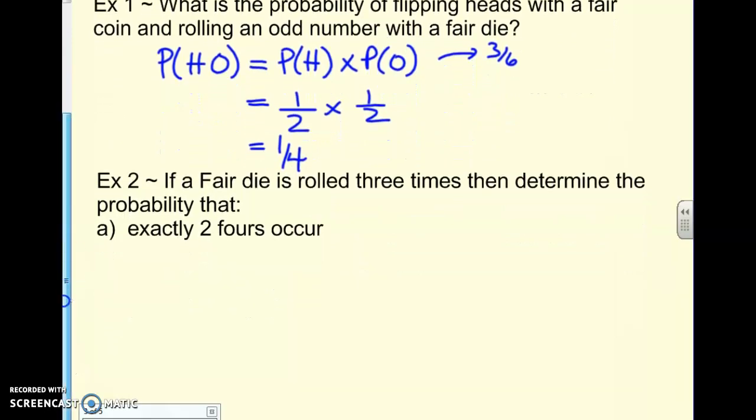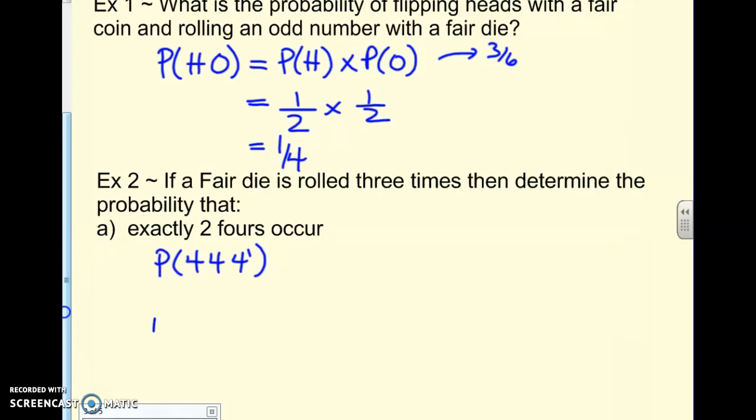Okay, this one is a little bit more complicated than what it might seem at first. So if a fair die is rolled 3 times, then determine the probability that exactly 2 4s occur. So we can't just look at the probability of getting a 4, and then not a 4, because that's not the only way that that can happen.